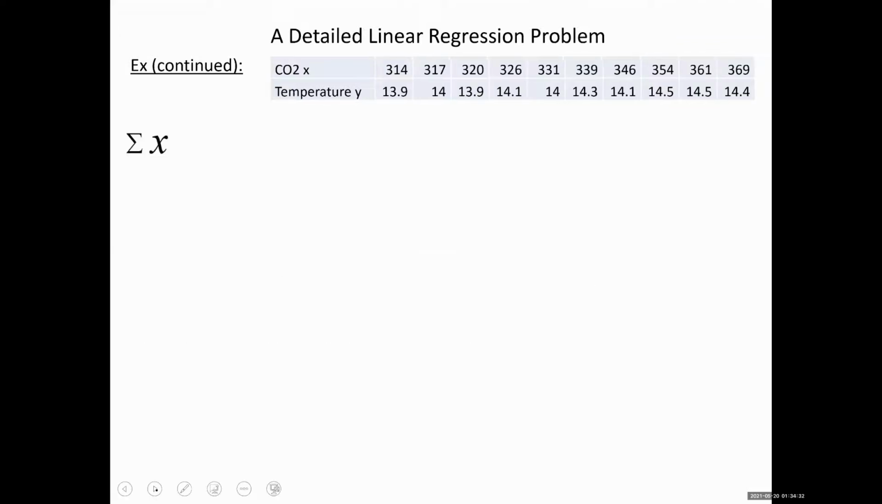Let's go with the first one, sum of x. Okay, sum of x, what does that mean? It means add all the x numbers. These are all the x numbers. You just add only the numbers in the first row there.